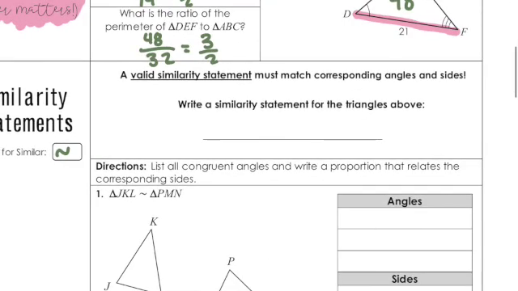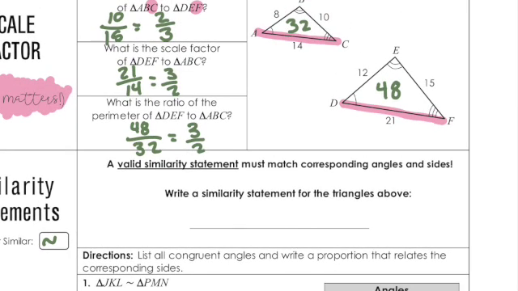So, just like how we wrote a valid congruency statement, a valid similarity statement must match all corresponding angles and sides. So we saw up here, angle A was congruent to angle D, angle B was congruent to angle E, and so on. So we would have to write that triangle ABC is similar to triangle DEF because those angles were congruent to each other, but also AB was proportional to DE.